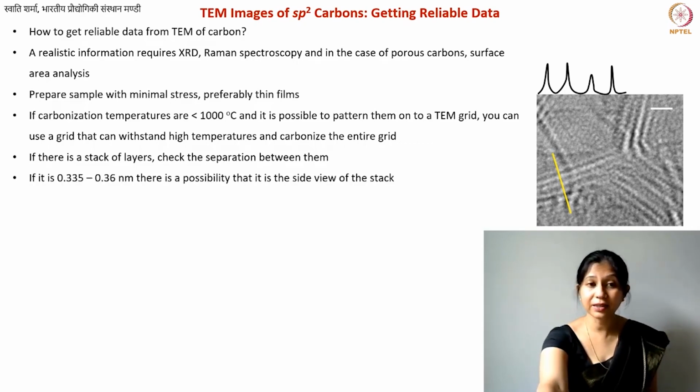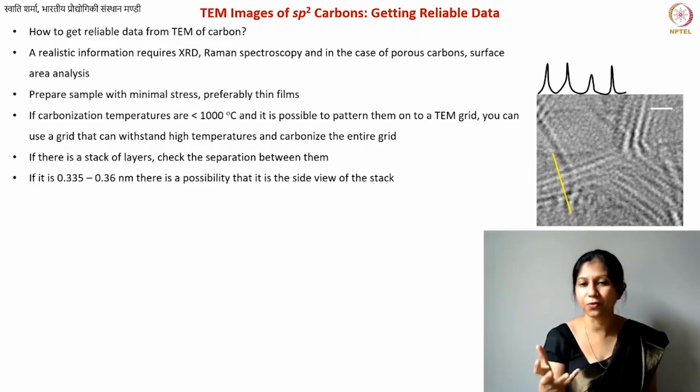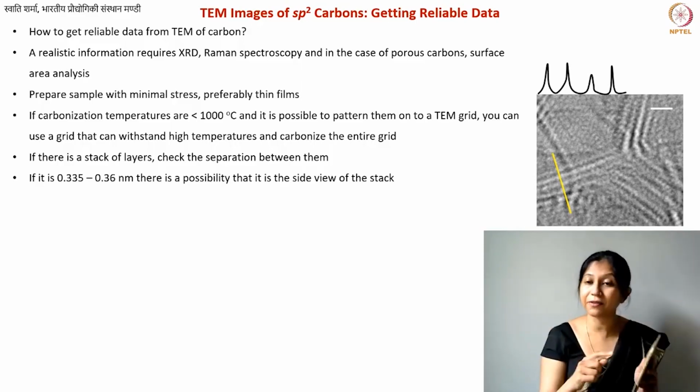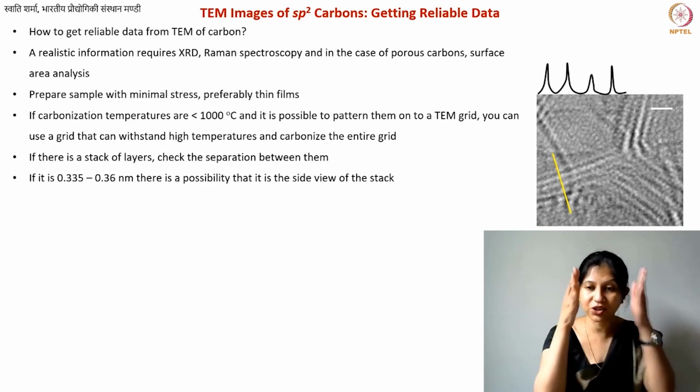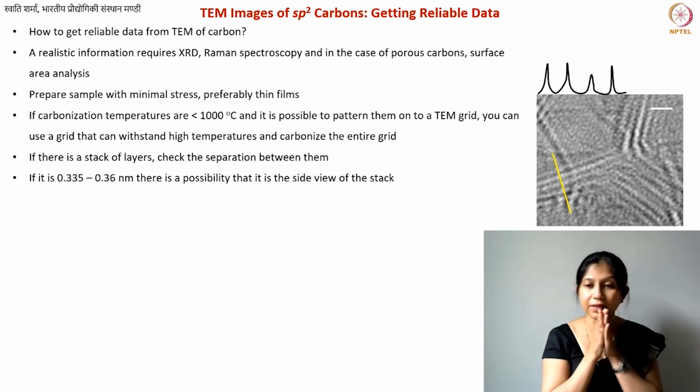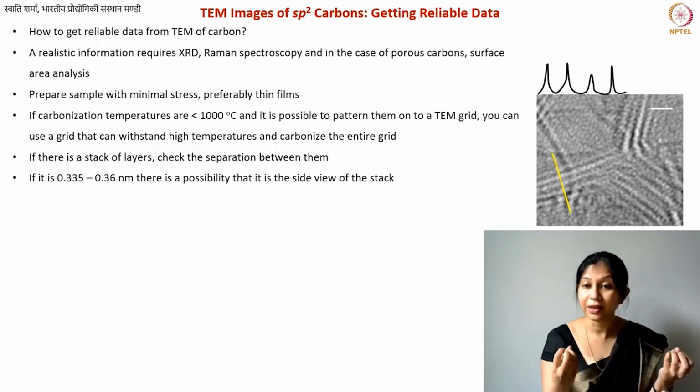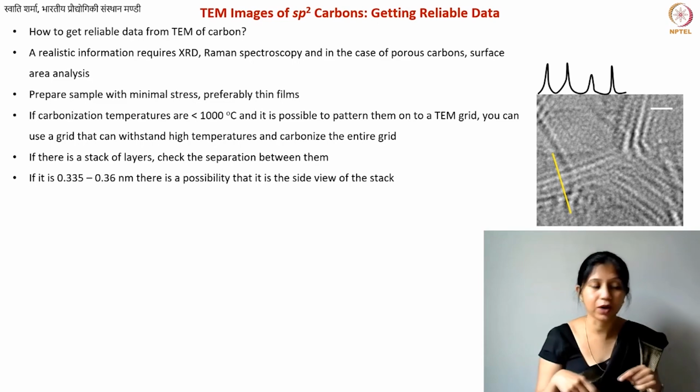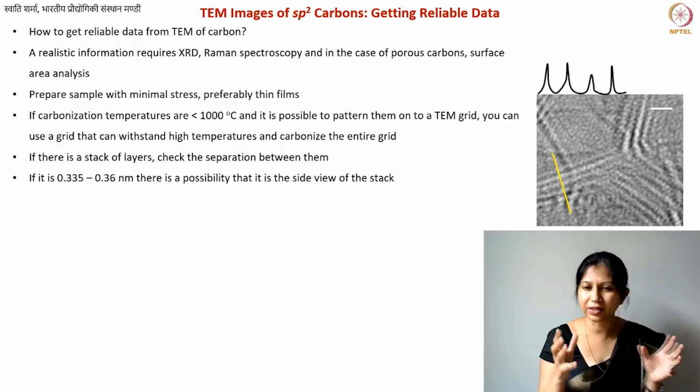If the separation is between 0.335 and 0.36, I have written 0.36 and not 0.344, because there is definitely manual error when you are measuring the separation. This is done by image processing software, and often you will manually place your cursor when you want to measure the separation between the two intensity peaks. So there is some manual error, but this gives you some information up to 0.36. You know, this might be the side view.